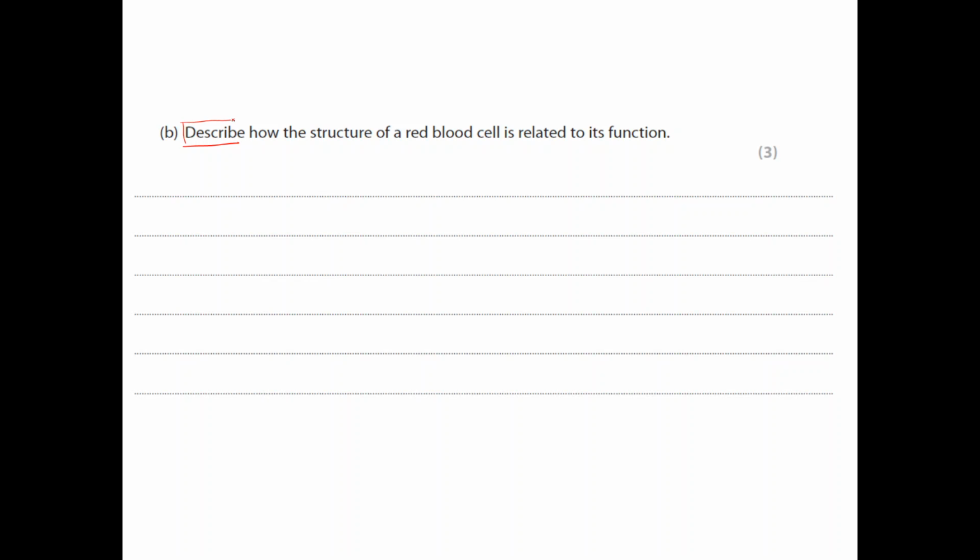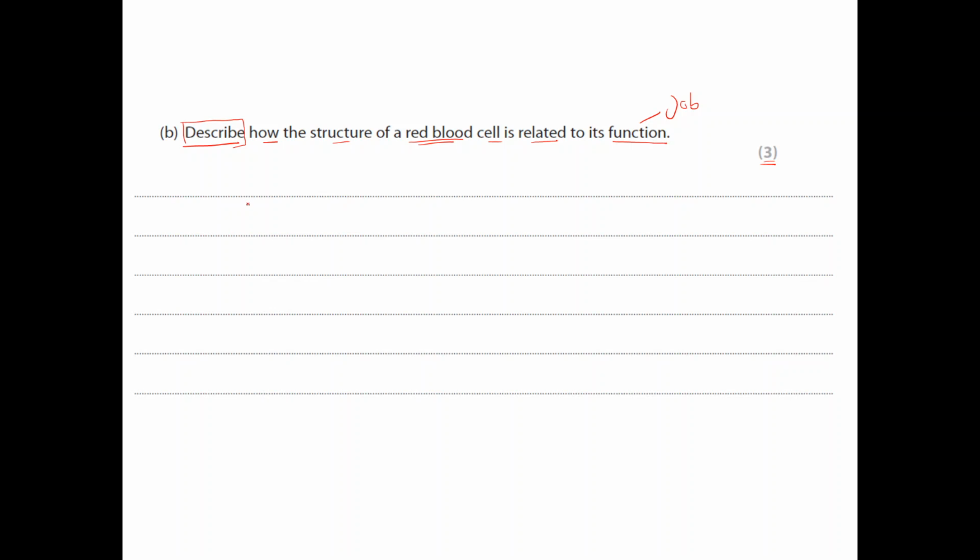Describe, command word, describe how the structure of a red blood cell is related to its function. And remember, the word function means job. It's 3 marks. Now, what it really wants you to do in this question is to link whatever structural adaptation the red blood cell has to its job. So think about how it is adapted and how that helps with its job. Okay, pause the video and have a go now.